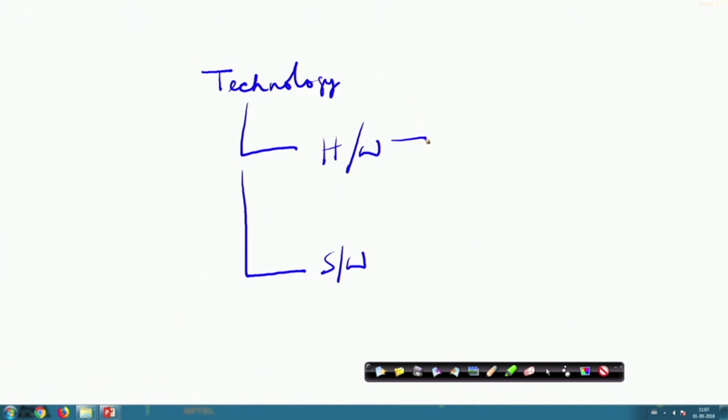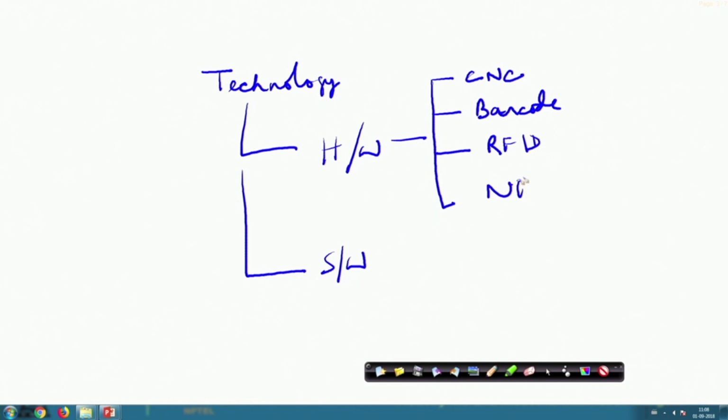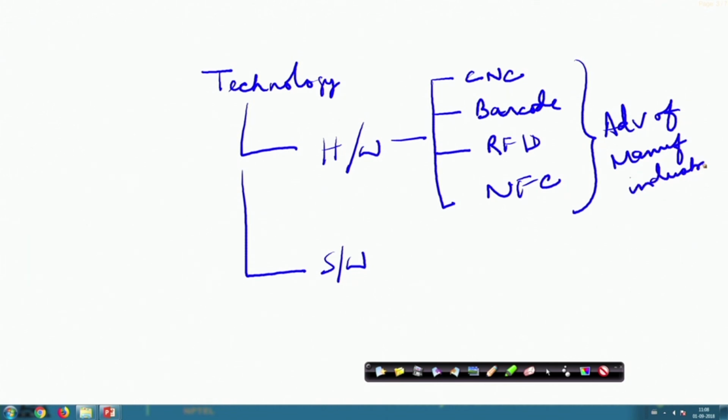Within hardware we have different technologies in the manufacturing industries, such as computer numeric control machines. We have barcode based technology, barcode. We have different technologies such as RFID, NFC. All of these are used quite widely, and these are the technologies that have also contributed to the overall advancement of the manufacturing industries. And like this, there are many others also.